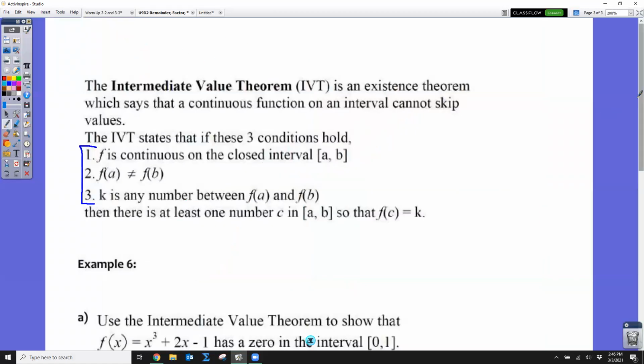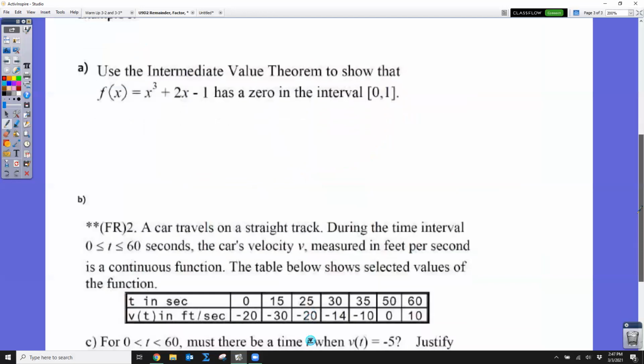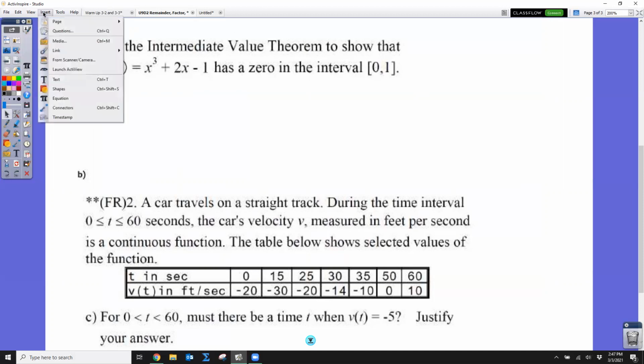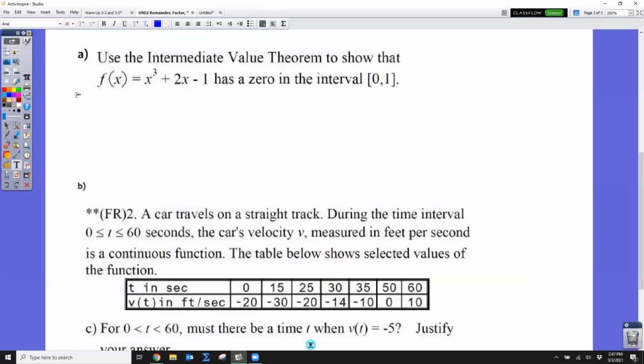I'm going to do the first one with you, which is the same thing we did in class. We're going to use the intermediate value theorem to show that f of x equals x cubed plus 2x minus 1. This polynomial has a 0 in the interval 0 to 1. All right, so remember we have three things we need to show. First thing is we have to show that it's a continuous function on the interval.